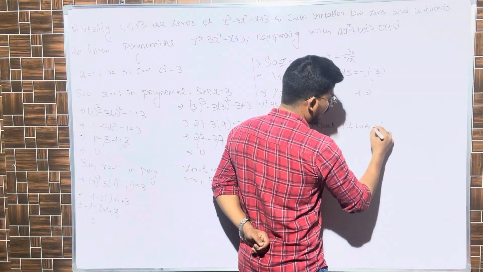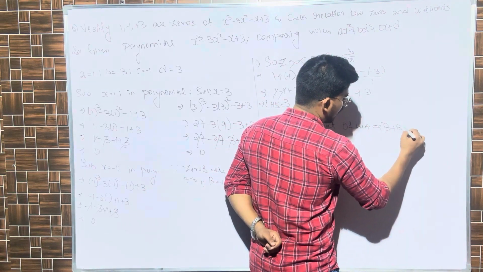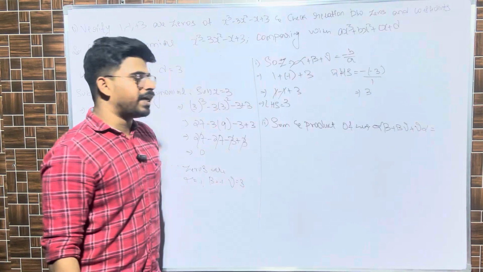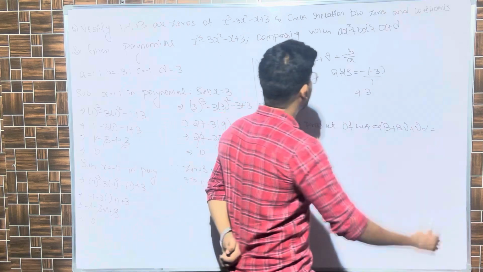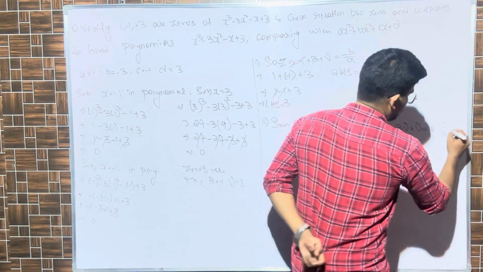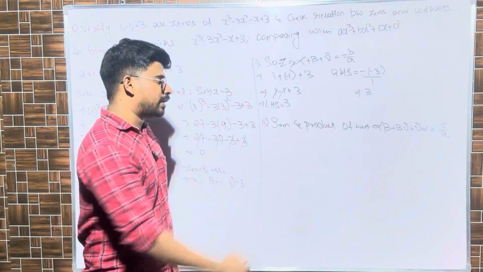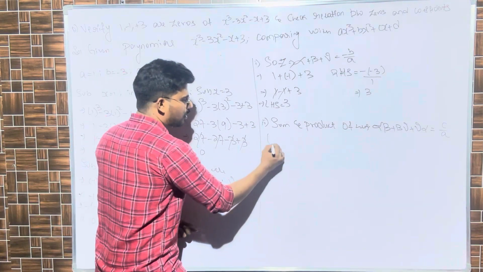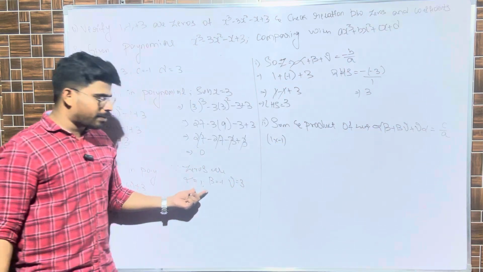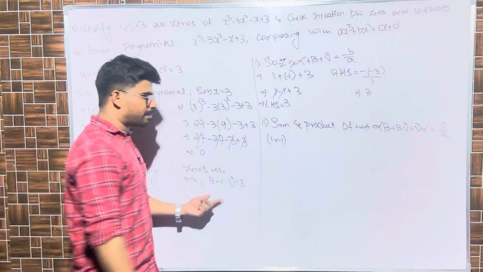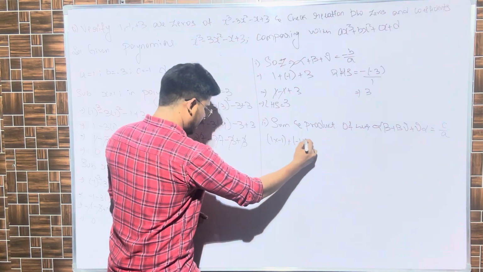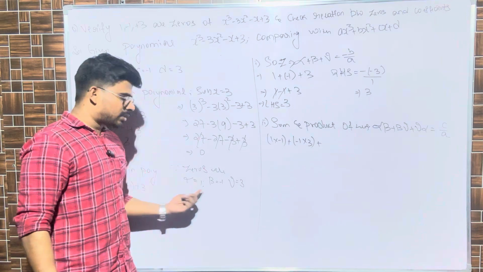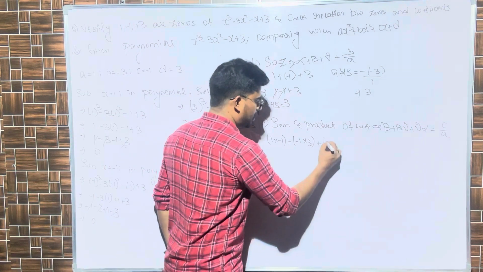Zeros. Alpha beta plus beta gamma plus gamma alpha. It should be equal to c by a. Right. Alpha beta. What's the value of alpha? 1 into minus 1. Alpha beta plus beta gamma, minus 1 into 3. Beta gamma plus gamma alpha, 3 into 1 or 1 into 3, both mean the same. 3 into 1.